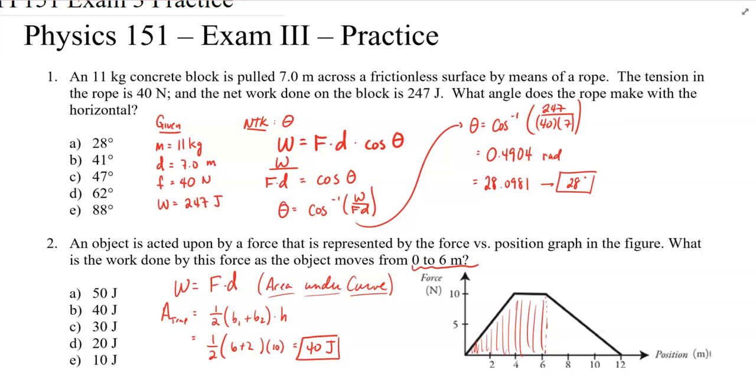Okay, in this video I'm going to walk through my solutions for practice exam number 3. In problem 1 we were told that we have an 11 kilogram block that's being pulled 7 meters across a frictionless surface by means of a rope, and the tension in the rope is 40 newtons and the work that's being done is 247 joules.